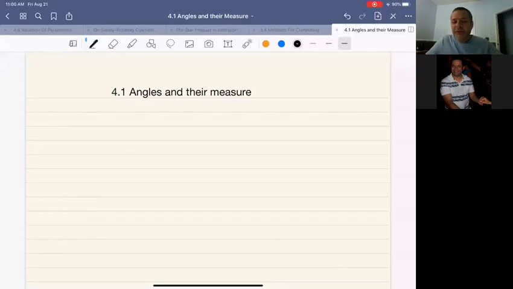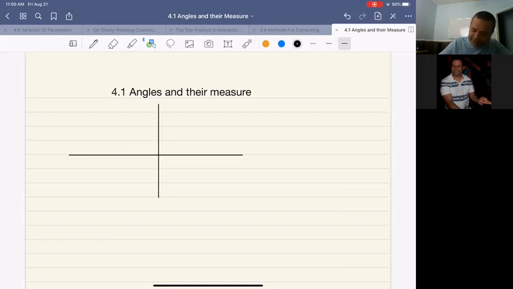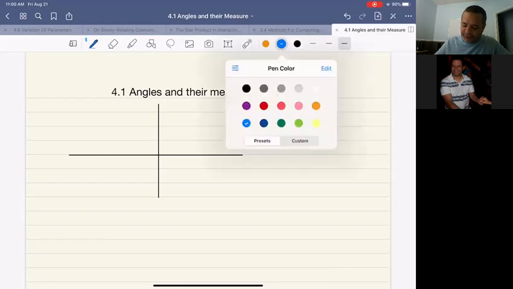All right, welcome. So today we're going to talk about angles and their measure. Let's start just by describing angles. So let me write the coordinate system. Angles basically tell you what direction you're going, right? What direction.